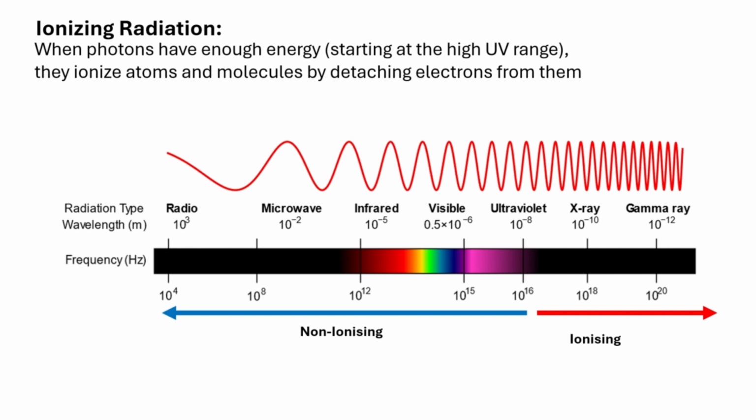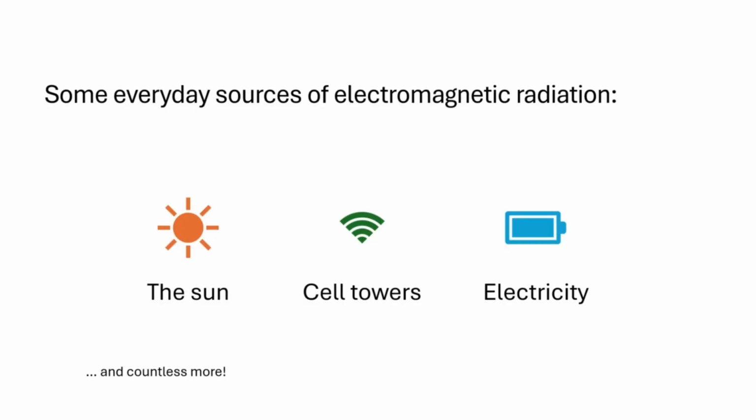Higher energy photons are called ionizing radiation because they have enough energy to ionize atoms or molecules by detaching electrons from them. Less energetic radiation is called non ionizing because it does not have enough energy to ionize atoms and molecules. Electromagnetic radiation is everywhere in our day to day lives, with countless sources.